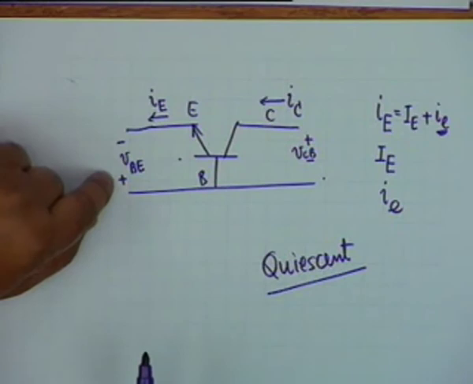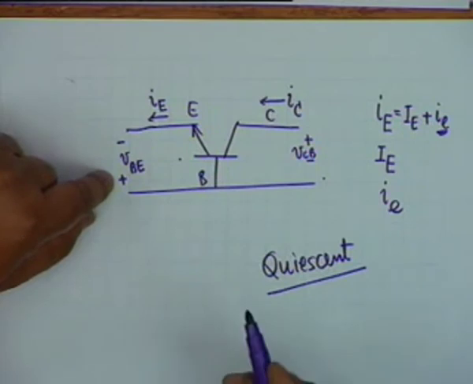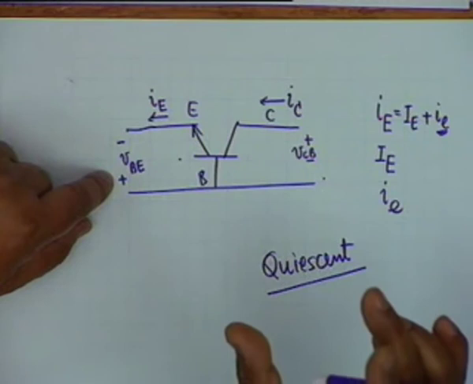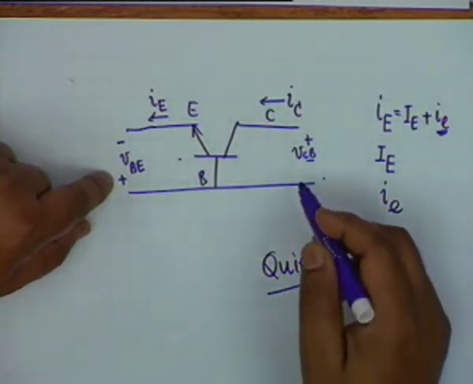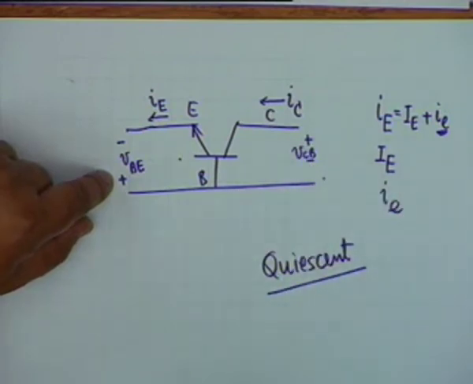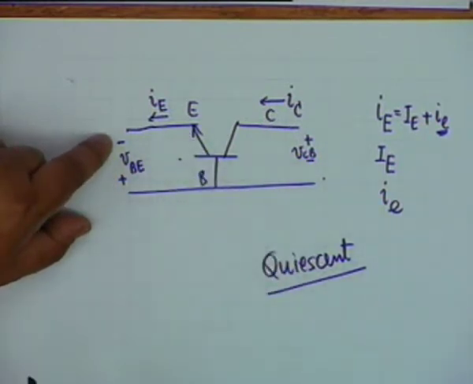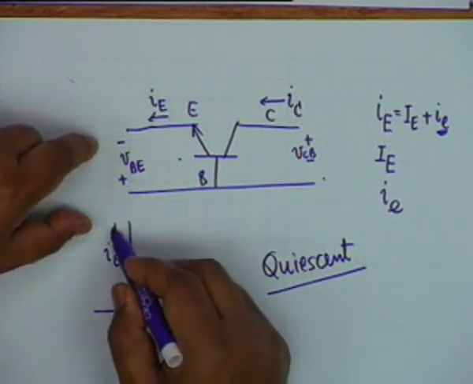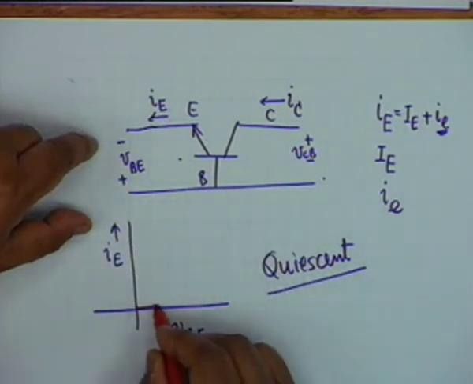Obviously, the input characteristic shall be the characteristic of I_E with variation of V_BE. But then what is the effect of V_CB? This also should have an effect, because the two junctions are in close proximity of each other. It is found that if V_CB is very low, then the diode current, you understand that this is simply a base-emitter junction diode, and therefore the characteristic should have been simply this. If I plot I_E versus V_BE, the characteristic should be like this.